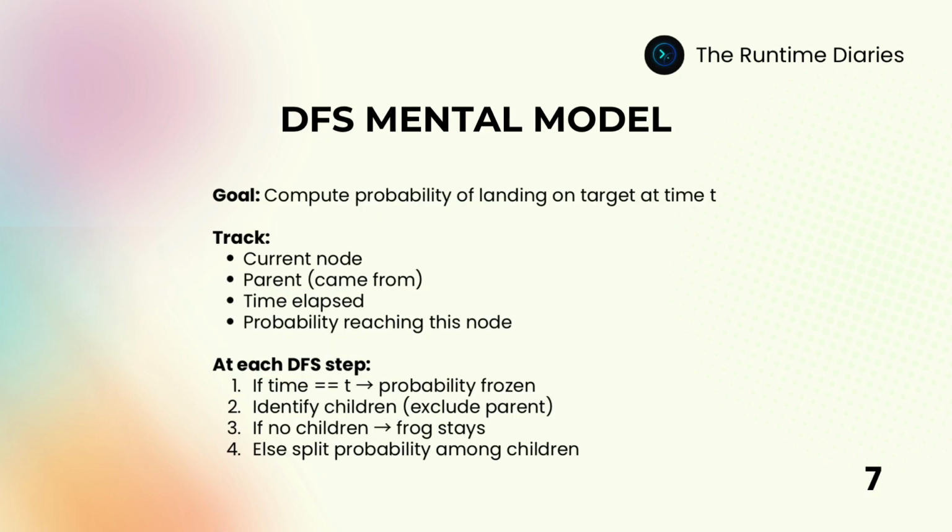So how do you compute the probability? We do a DFS with 4 pieces of state: the current node, the parent to avoid revisits, the time so far, and the probability of reaching this node. At each DFS step, first, if we've reached time t, we freeze the probability. Second, we look at all children that aren't the parent. Third, if no children exist, the frog is stuck forever. Fourth, otherwise we split the probability evenly among all children. This gives us a clean recursive simulation.